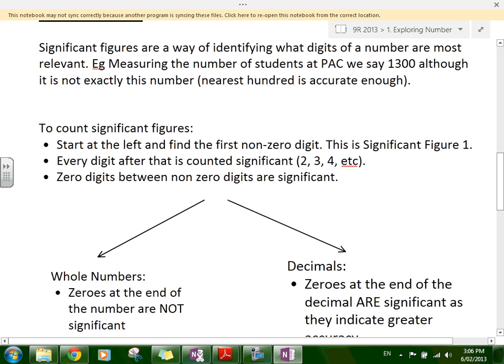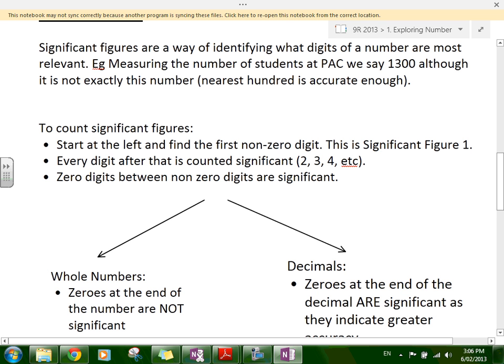With whole numbers, after all the numbers are finished, and you only have zeros left, for example, you might have 3,450,000, all those zeros at the end are not significant. For decimals, the zeros at the end of decimals are significant because they indicate greater accuracy.